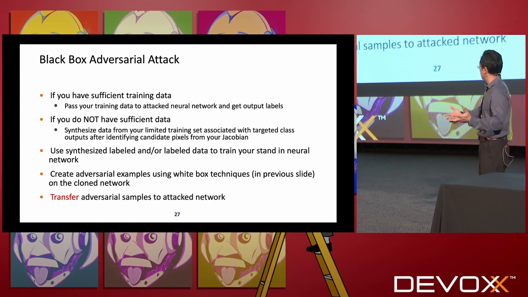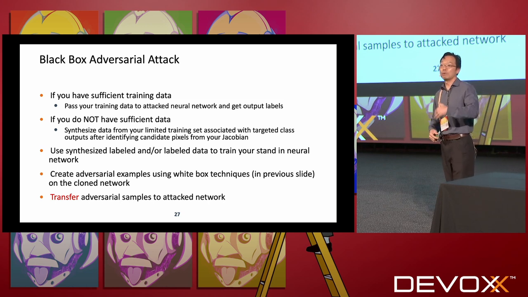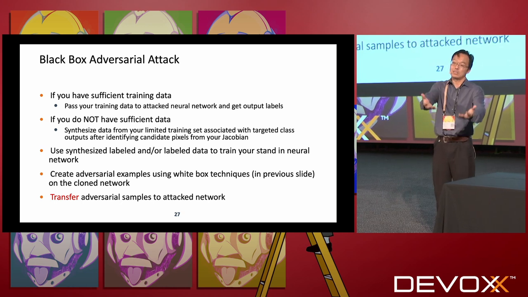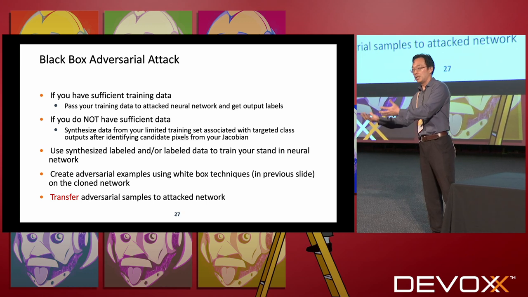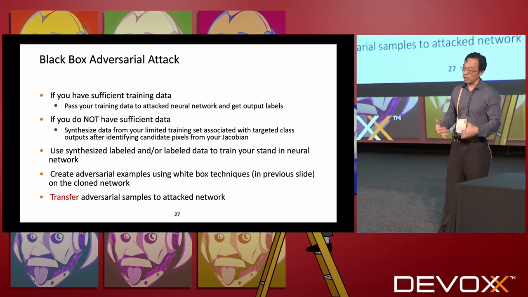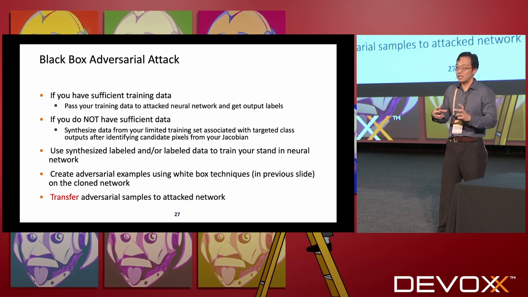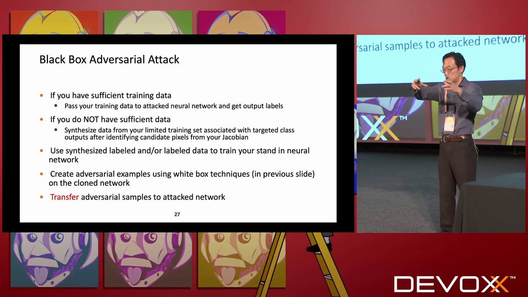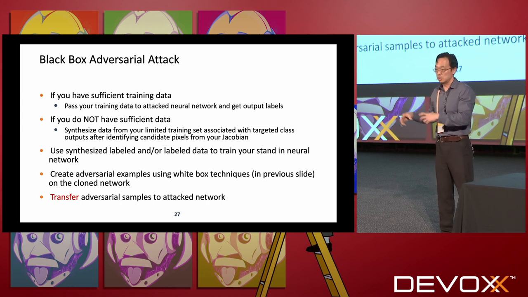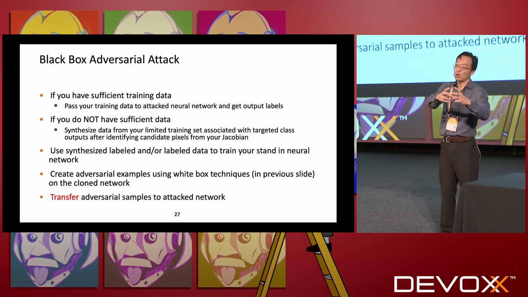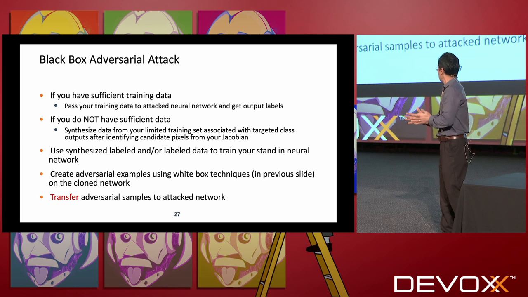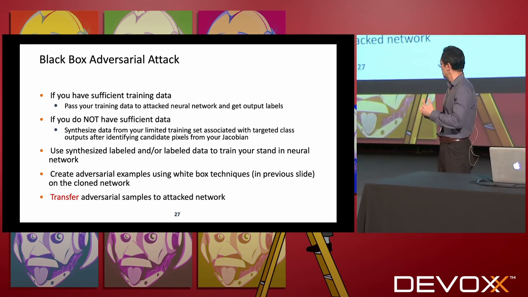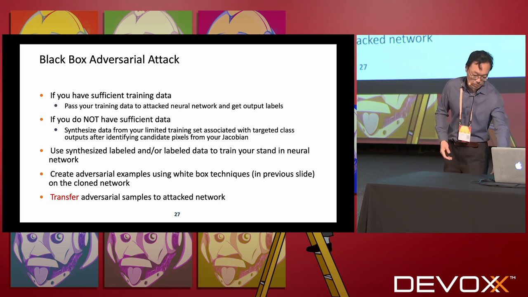If you don't have training data, then you can synthesize your own training data from the target model. You pass random data to the model, you get an output as a label, and you use that to train your model. You update the pixels in the direction that move this random synthesized data toward a particular class. Then you give it back to the attacked model, it produces a label, and you keep going. You iterate this process until this data essentially represents an average of all of the data in that targeted model's system. Then you create adversarial samples on your model, transfer them, and they're going to work on the victim model.